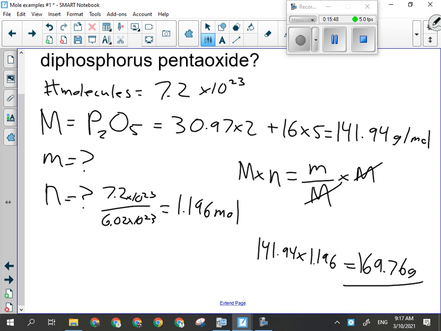Of diphosphorus pentaoxide. This would probably be a 5-mark question. You'd get a mark for your givens, a mark for calculating the number of moles, a mark for the manipulation of the mole equation, a mark for your math, and a mark for your final answer.